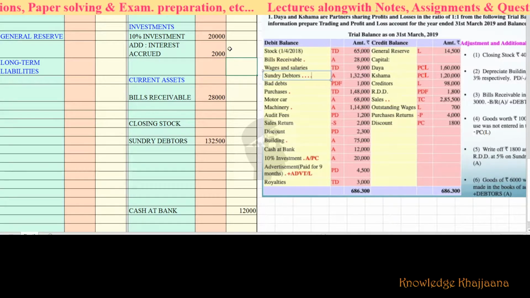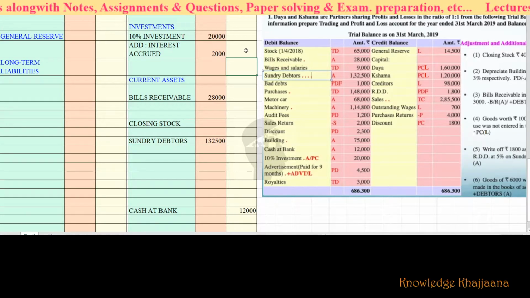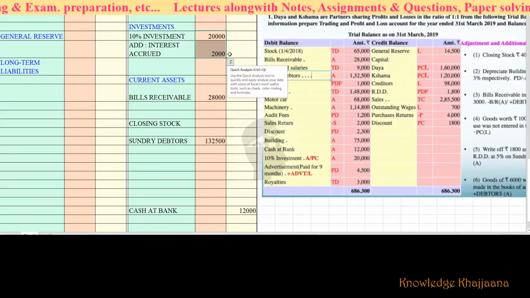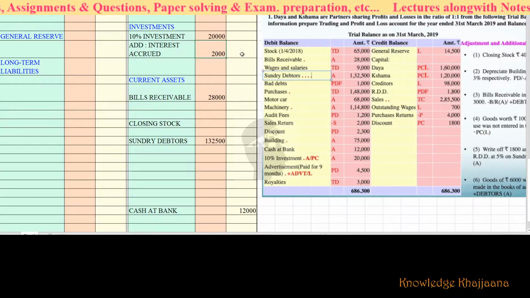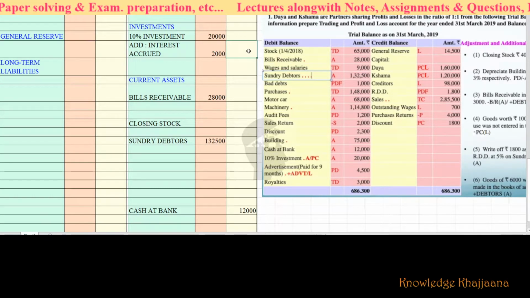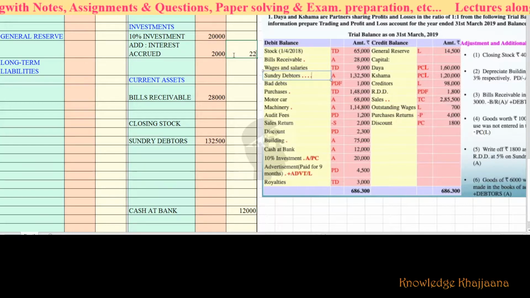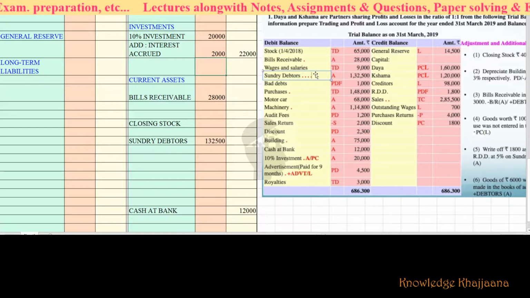Okay, so then, see, always develop the habit of writing the total on the outer column. If this calculation has been finished, then generate the habit of writing it on the outer column. So how much is the total? 20,000 plus 2,000, it is 22,000. Okay, for the investment we have done the adjustment.